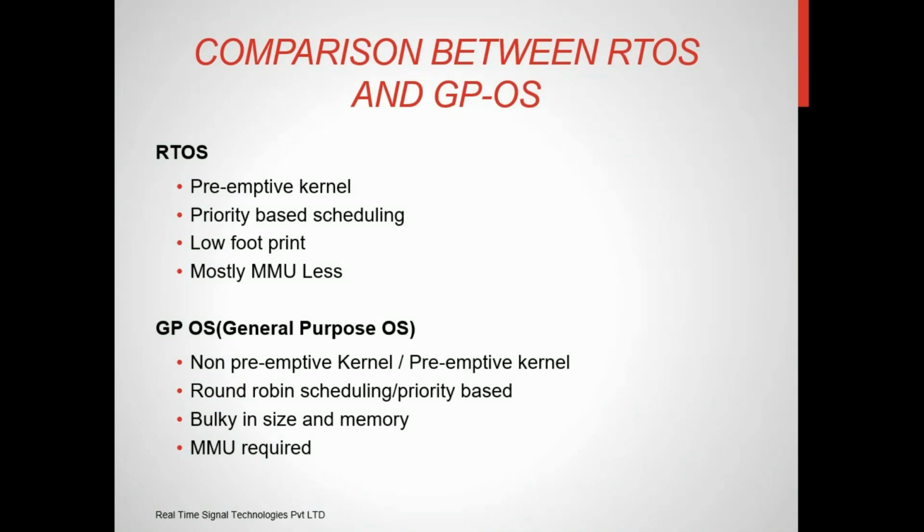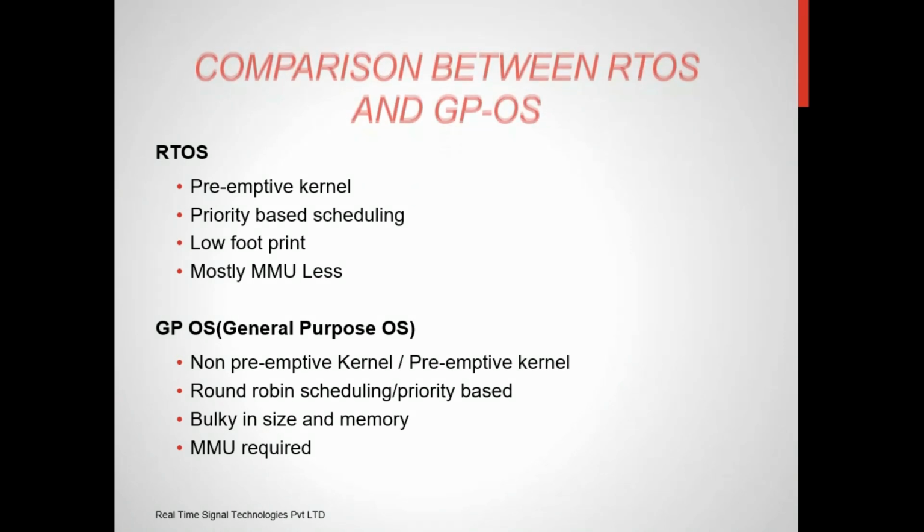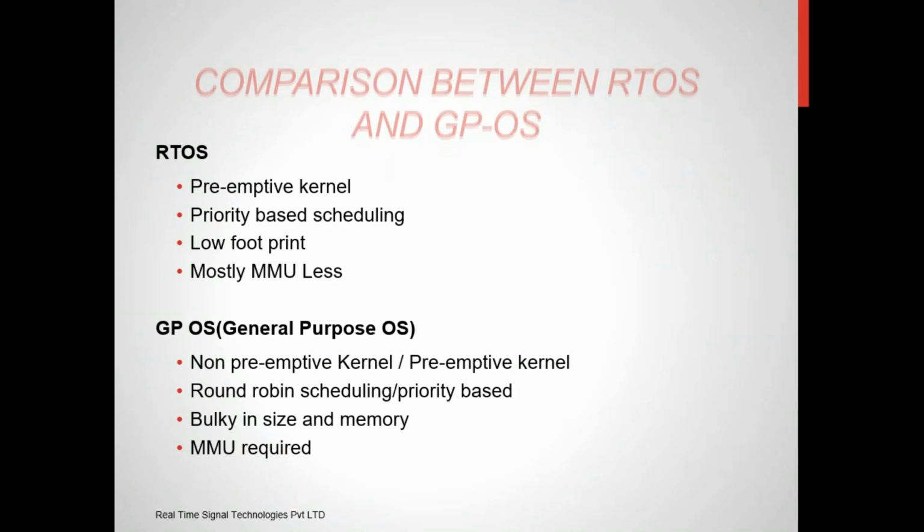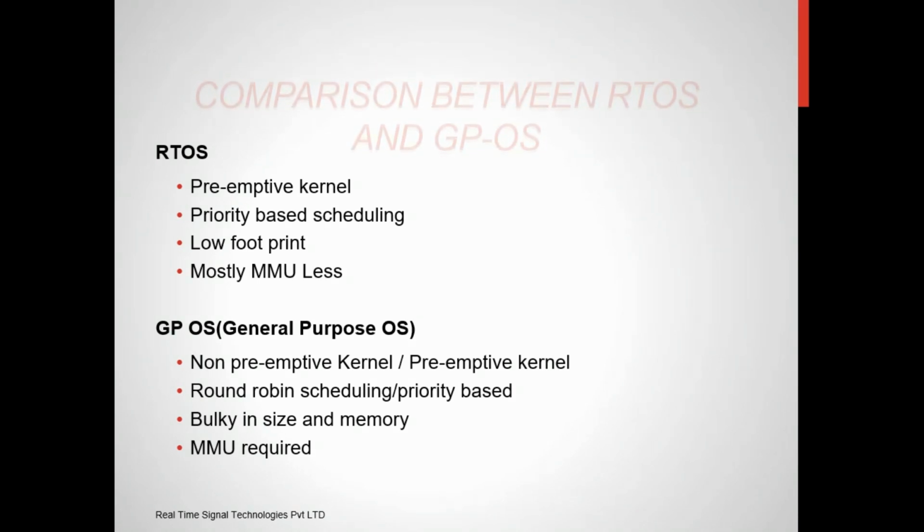The footprint of RTOS is very small compared to GPOS. RTOS takes space in main memory in the range of KBs, whereas GPOSs are bulky and can take 1,000 times more space than RTOS. RTOS does not need a memory management unit, whereas GPOS's memory management is complex, so an MMU is required. Now, what is a kernel?